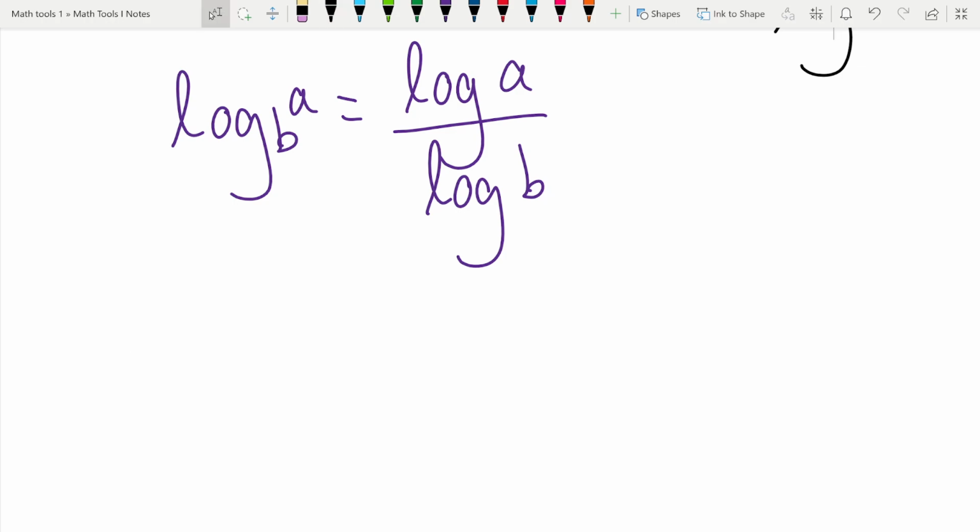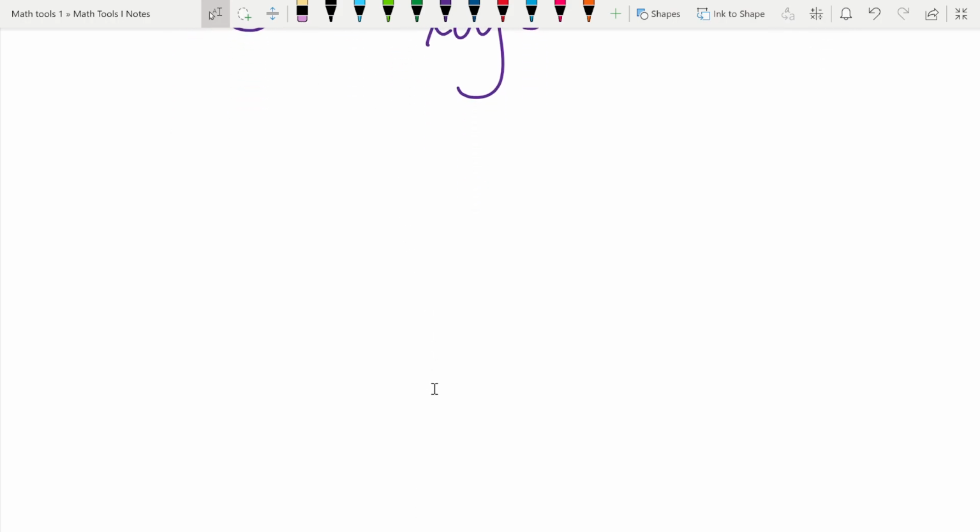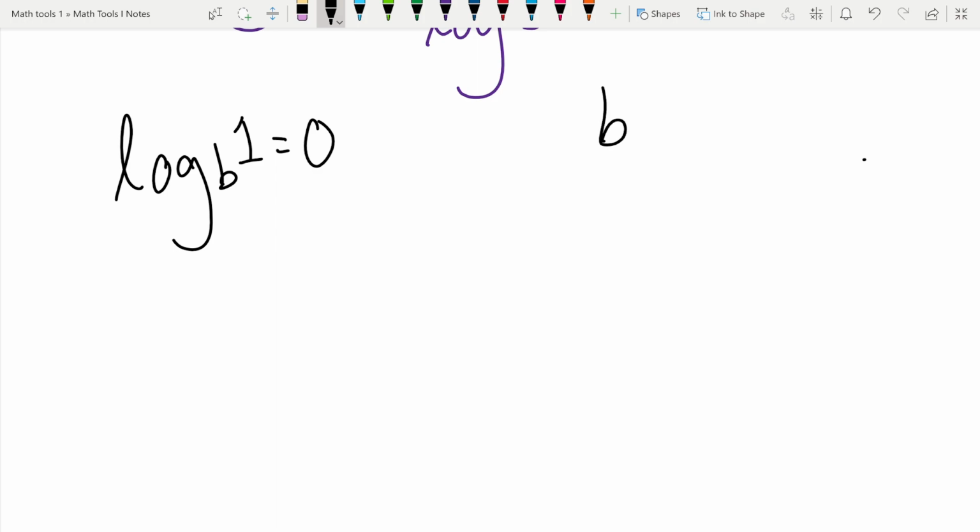Next, let's go through some of these properties one by one. First of all, a couple that don't really have a name, and you can debate whether they're actually properties. The logarithm of 1, it doesn't matter what the base is, is always going to be 0. Again, not really a property, but just something that's helpful to remember. This is just because you're saying b to what power equals 1, and we saw in the exponent properties, the 0 exponent rule, that this is going to be 0.